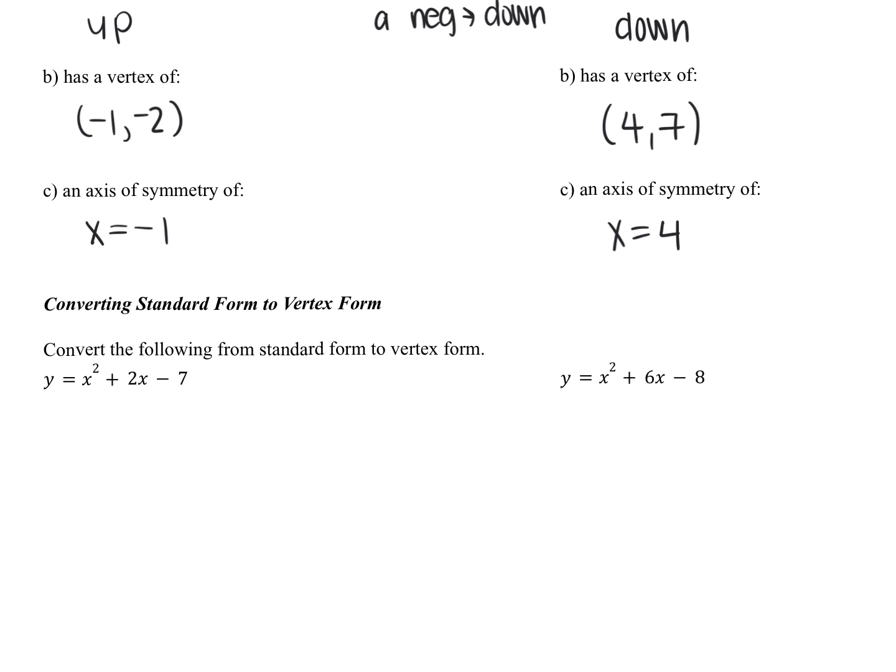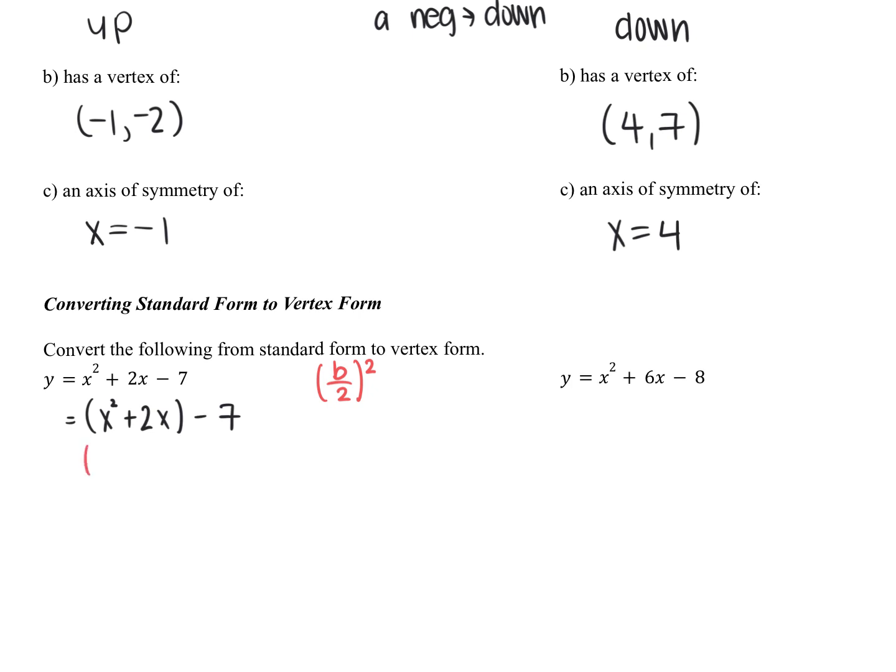So if we have y equals x squared plus 2x minus 7, the first thing we want to do is put the x's in their own little set of parentheses. So I have x squared plus 2x inside parentheses and then minus 7. The part that is similar to completing the square is that I now want to find (b divided by 2) squared. That's the part from completing the square that we're going to use.